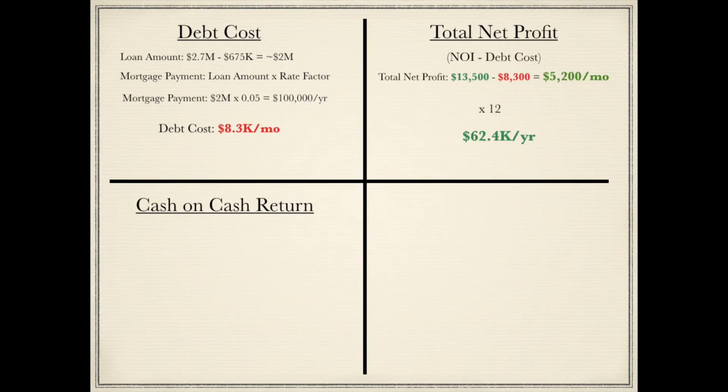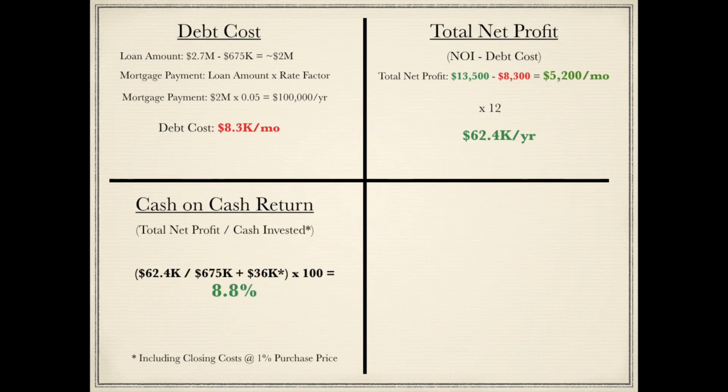The total net profit will be the NOI, which we calculated to be $13,500, minus the debt cost, which was $8,300, for a total net profit of $5,200 per month. Multiply that by 12 and you get a total net profit of $62,400 per year. Now our cash on cash return is the total net profit divided by the cash invested. The total net profit was $62,400 divided by the cash invested, which was the down payment of $675,000 plus closing costs of $36,000. Multiply that by 100 and you get a cash on cash return of 8.8%.